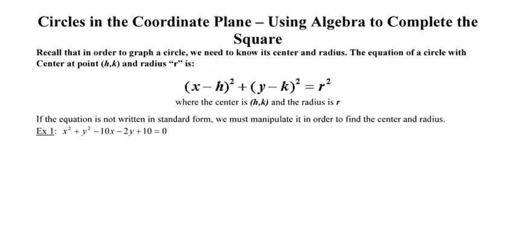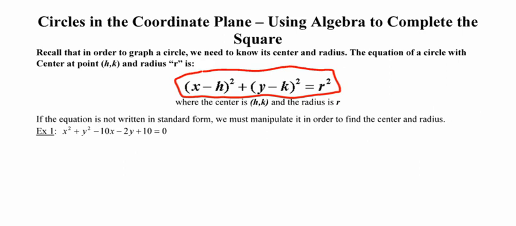For instance, in example 1, we're given an equation of a circle: x squared plus y squared minus 10x minus 2y plus 10 is equal to 0. And our goal is to manipulate it into this form so that we can determine the length of the radius and the coordinates of the center. This looks a little bit scary and intimidating when you first get started, but once you get into it, it really isn't all that difficult.